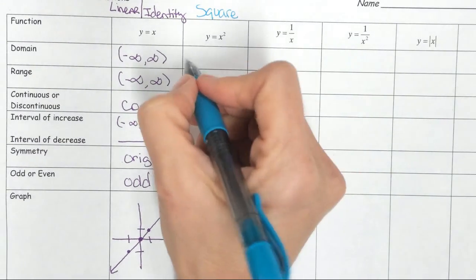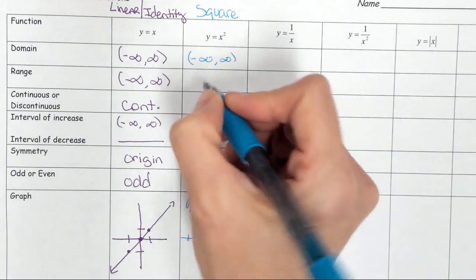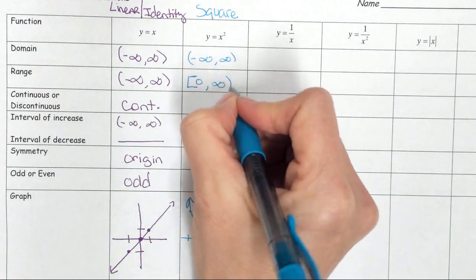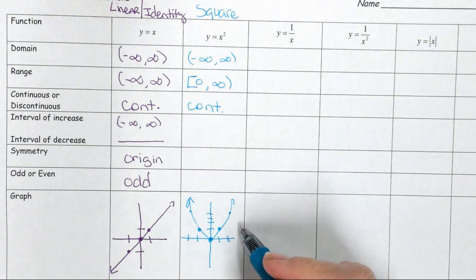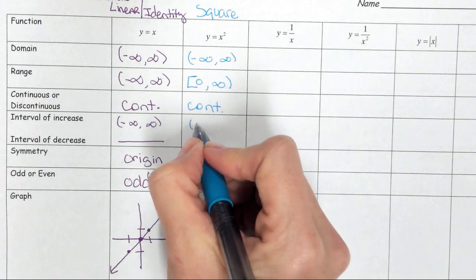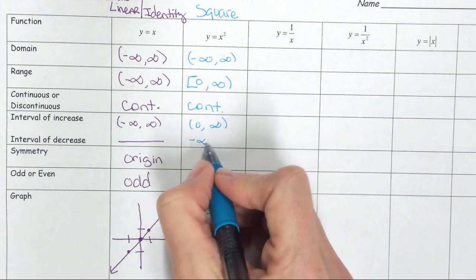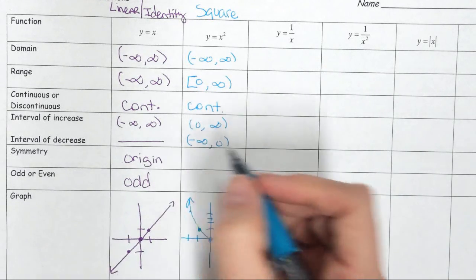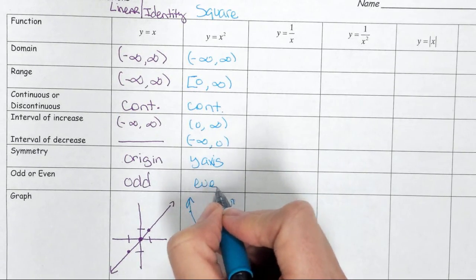The domain for this function is also negative infinity to positive infinity. The range for this particular function, the lowest point is 0, and 0 is included, up to positive infinity. This graph is also continuous. There are no holes, there are no asymptotes. It's going to increase from 0 to infinity, and it's going to decrease from negative infinity to 0. This is symmetric about the y-axis, so it is an even function.